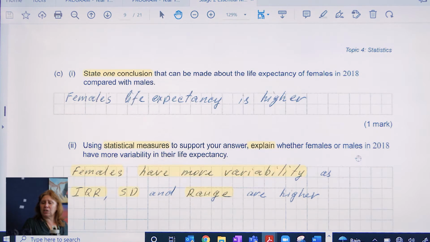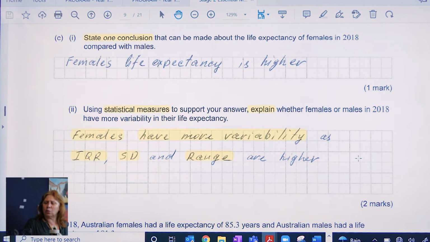Good. Next question, again, state 1 conclusion that can be made about the life expectancy. Normally it's a reason, and you will see with a graph, like with the calculations, it's just that females' life expectancy is higher or females live longer. Something like that. Normally the students did well in this question.